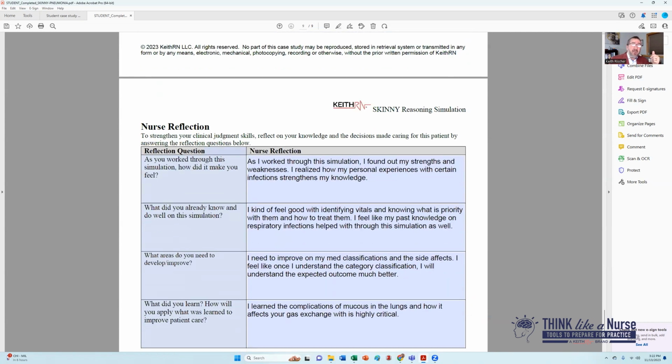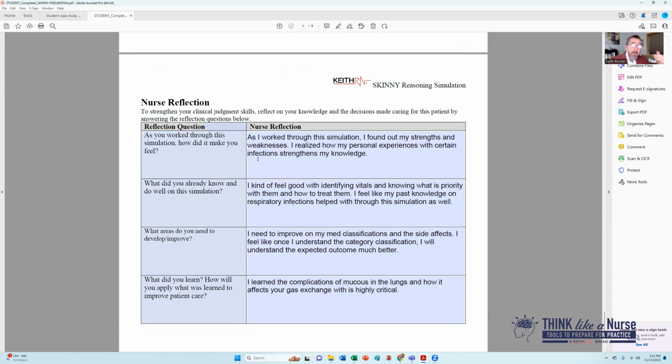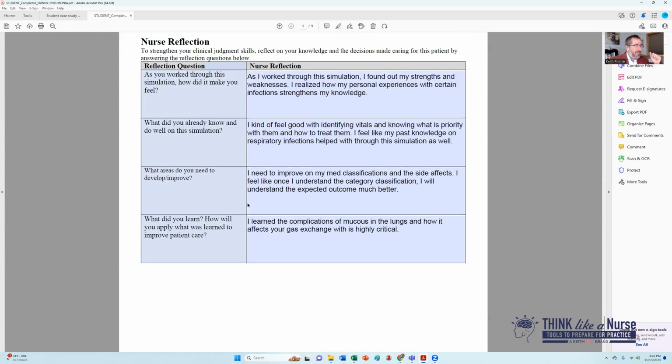And then we finally close with reflection on their thinking. So again, look at the depth of reflection. As I worked through it, I found my strengths and weaknesses, but not really sharing a lot. And you can get a sense of not the thoroughness that I would want most of my students to demonstrate. The information is there. You can see it here. But again, not as deep as we would like it to be with its complexity.